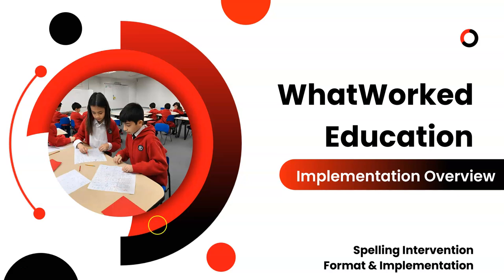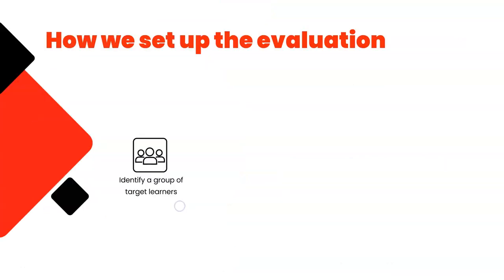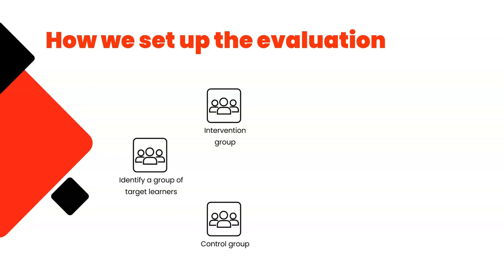Implementation overview. How we set up the evaluation. The first thing we ask you to do is identify a group of target learners. The What Works Teachers platform will then allocate these into intervention or control group using random allocation.